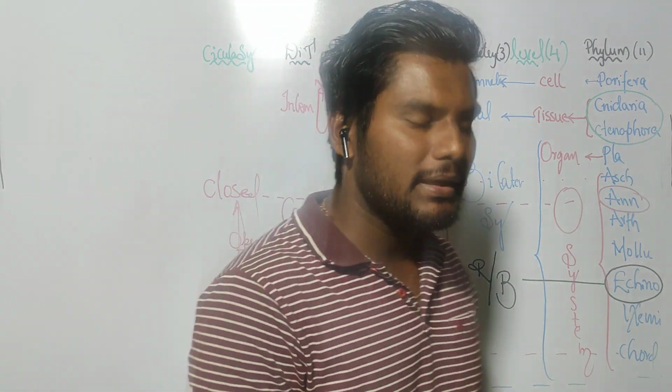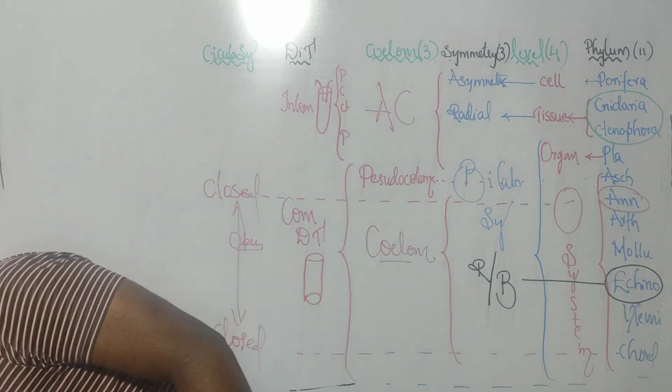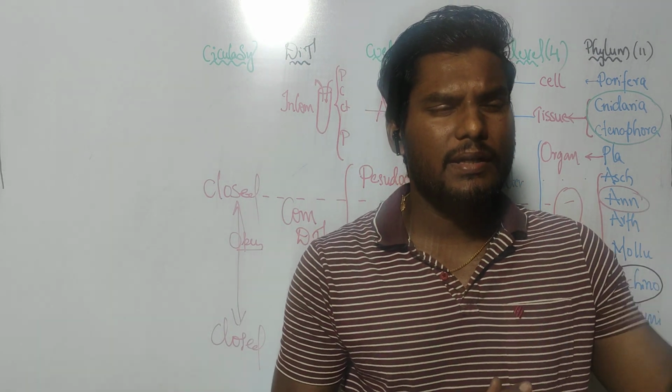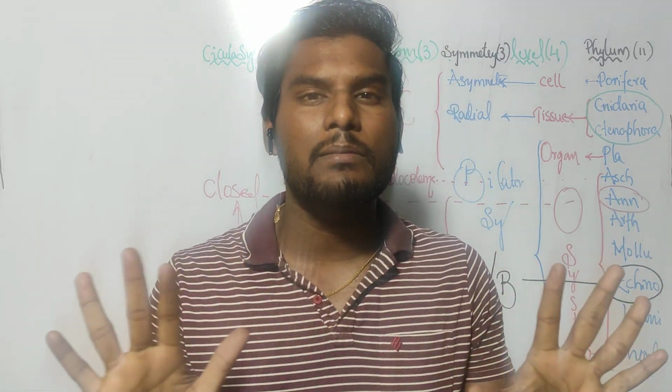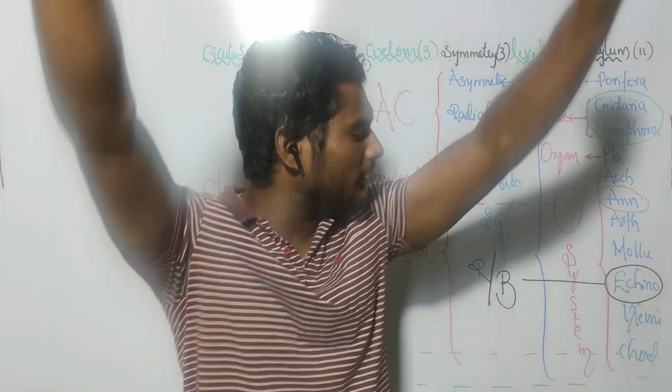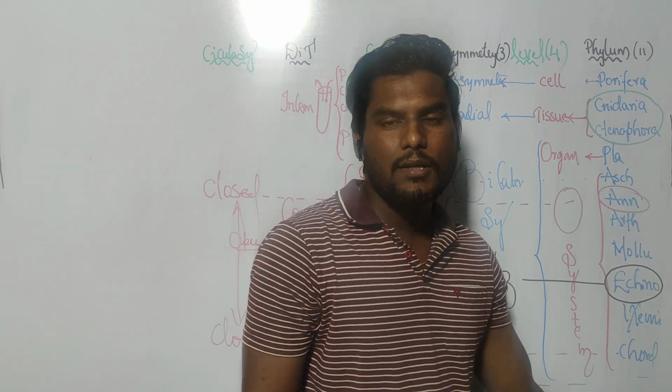In the next lecture, I will start the phyla. I will complete the first five phyla, and in the following lecture the second five phyla. Ten phyla will be completed, and in the next class we go for the last phylum. What is the last phylum? The 11th phylum is Chordata.